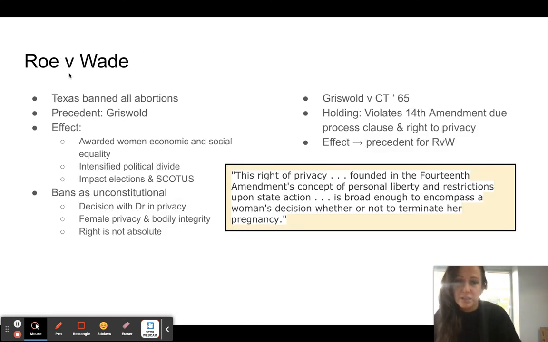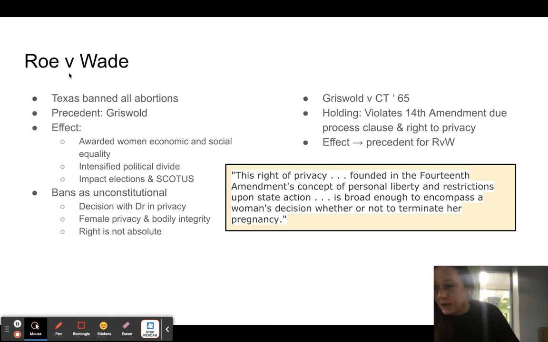All right, and another example, which we'll go over more in class because this is one of our required cases, is Roe v. Wade of 1973. Some background is that here, Texas banned all abortions, and we'll look at this. There's several people that contested that. The precedent in this case was Griswold. If you go to the right, Griswold versus Connecticut was in 1965.